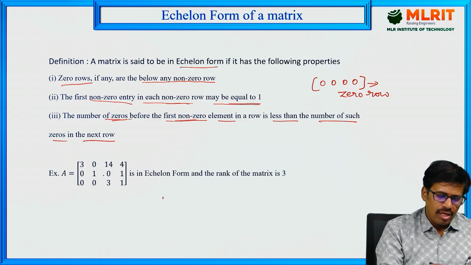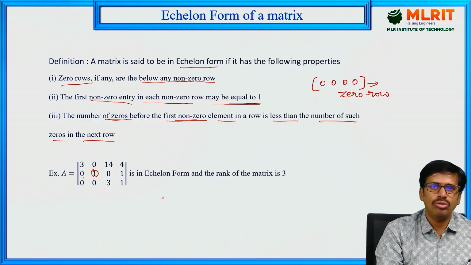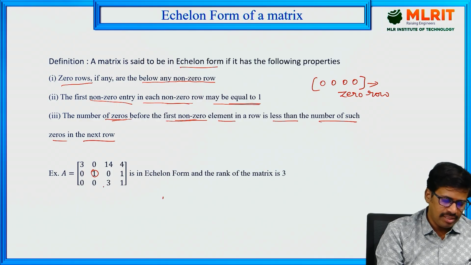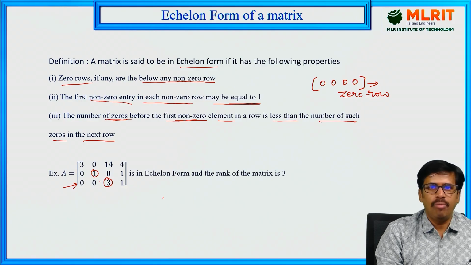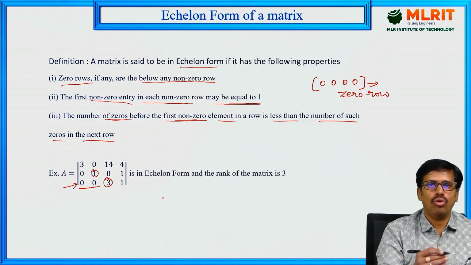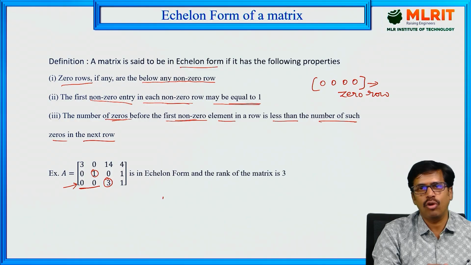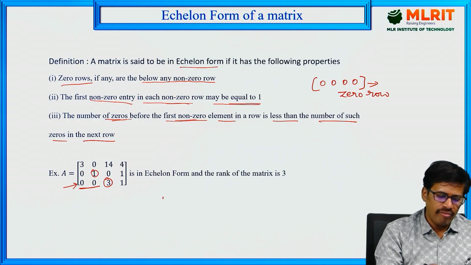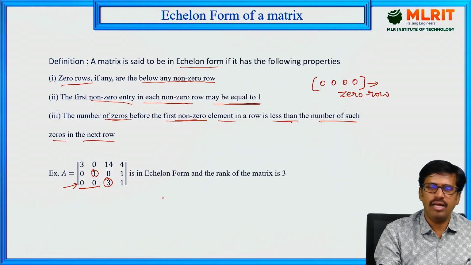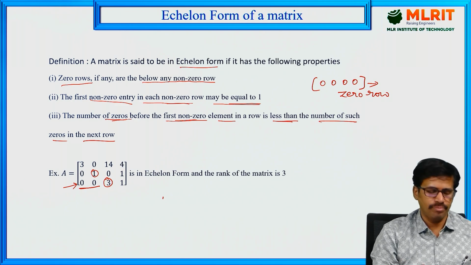Means the number of zeros before the first non-zero element. See here, this is the first non-zero element in that row. This is in the second row. Before that, how many zeros are there? Only one zero. Whereas in the third row, this is the non-zero element, isn't it? Before this, we have two zeros. So first row we have only zero, second row one zero, third row two zeros before the first non-zero element in that particular row. So in every row the number of zeros is less than the number of such zeros in the next row. Then we call it echelon form.